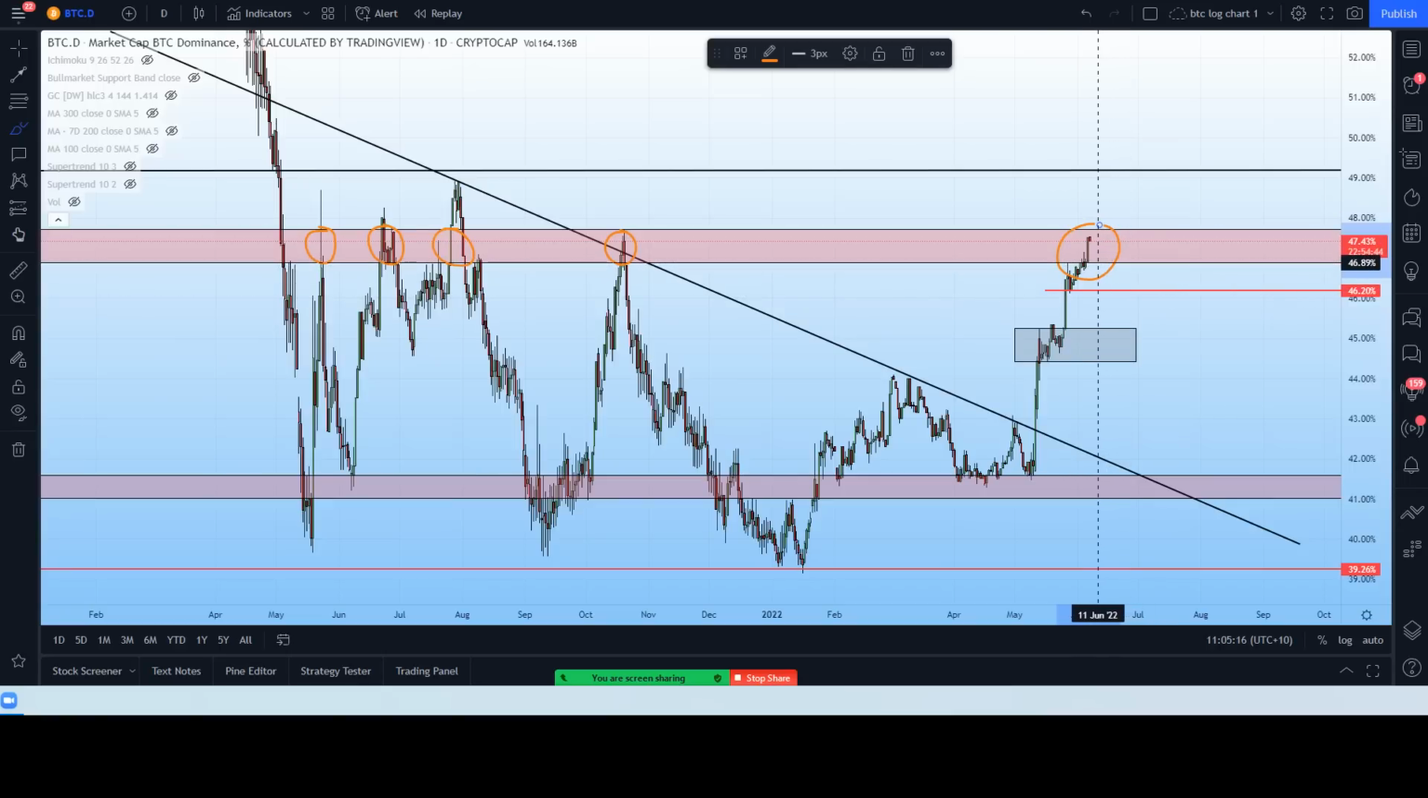And the higher Bitcoin dominance goes, the more money is kind of bleeding out of altcoins into Bitcoin. And this is exacerbated when the total cryptocurrency market cap is falling. So when you've got a total cryptocurrency market cap falling and Bitcoin dominance rising, you have this significant bleed out of altcoins.